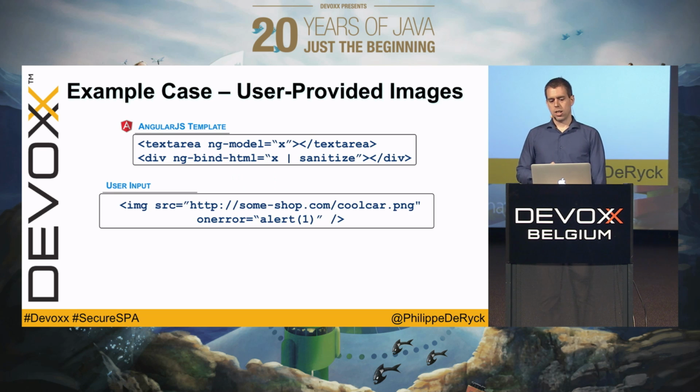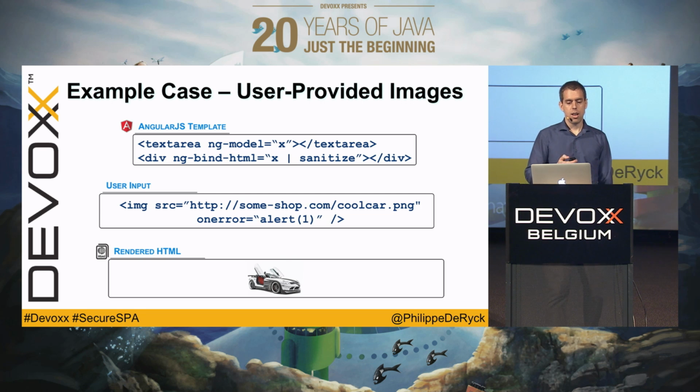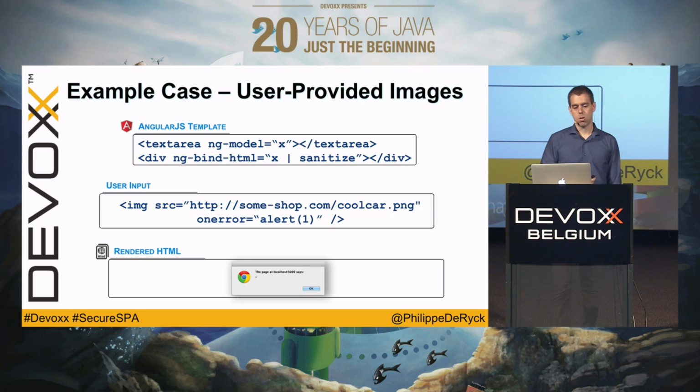So, what can happen? What if somebody inputs this? At this moment, you're hoping that Stack Overflow was right. You're hoping that, please be protected, be protected. And you see the car, and you see this pop-up box. And at this moment, you may start to panic because you have introduced a cross-site scripting vulnerability in your application.